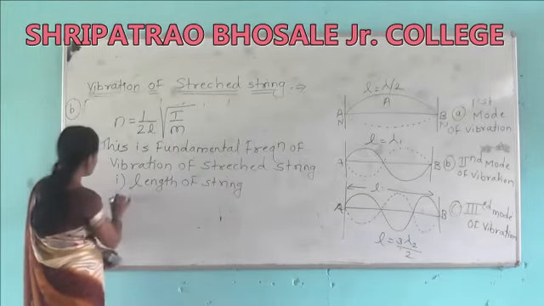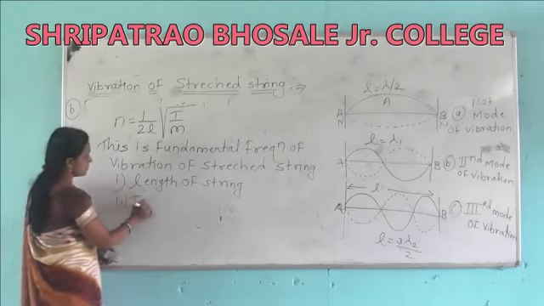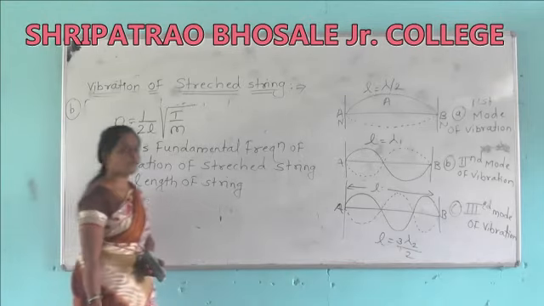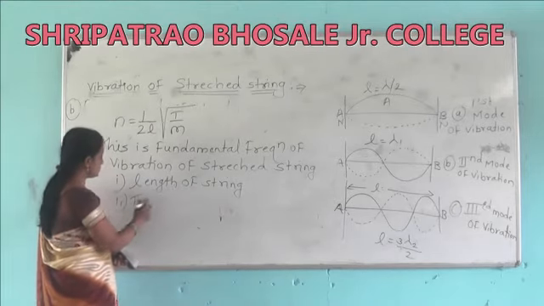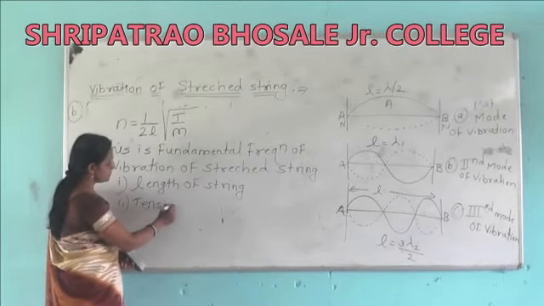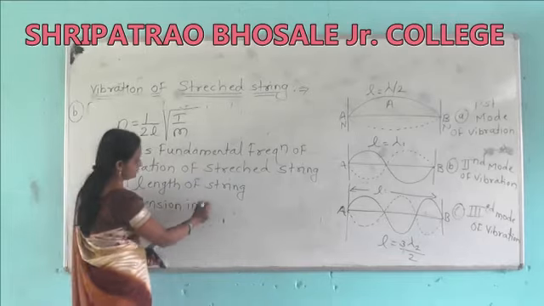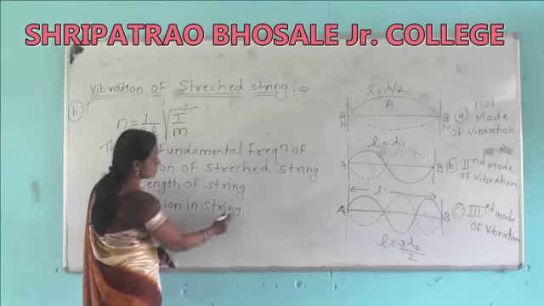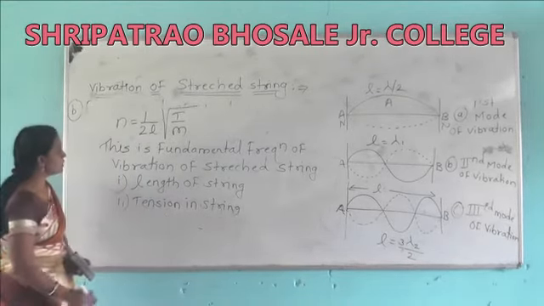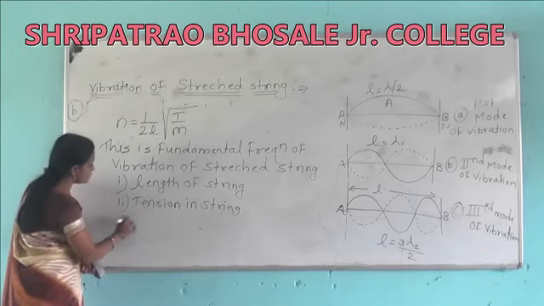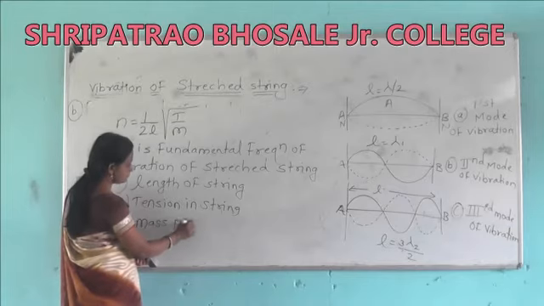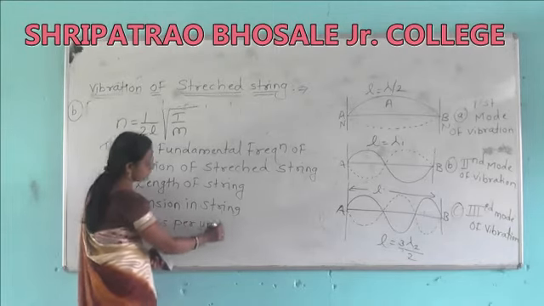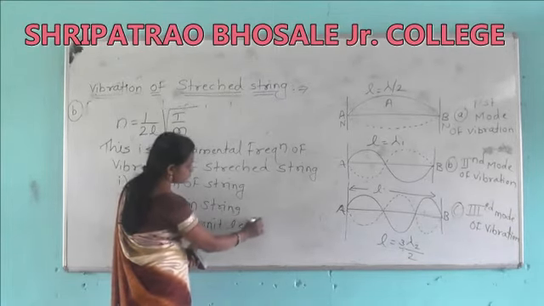Then it depends on tension. The fundamental frequency of vibration of the string depends on the length of the string and the tension in the string. Also, it depends on a third quantity, the mass per unit length of the string.